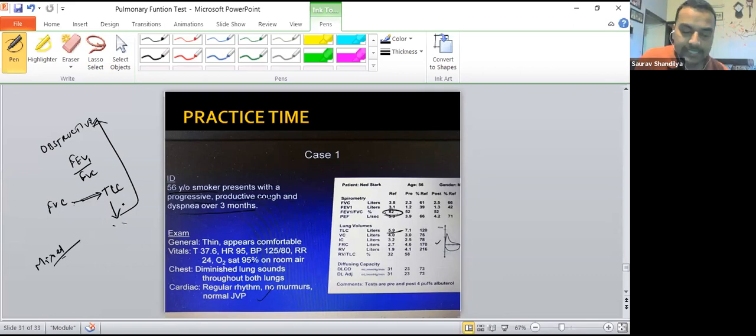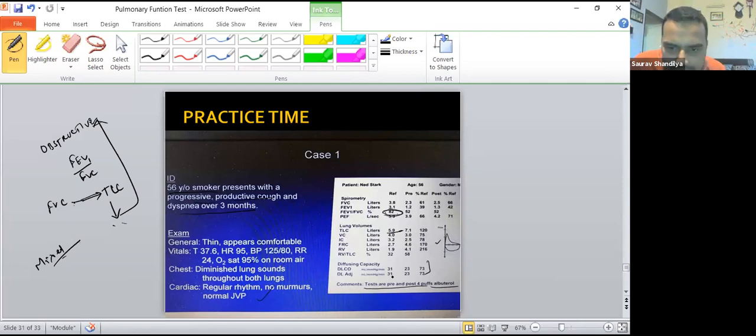Now, let us see the DLCO report, which is adjusted. Once you start practicing, it's very, very easy. So now if you see the DLCO report, which is adjusted, what is the DLCO here? Can anybody tell me how different this DLCO is? See here, DLCO adjusted, and this is both. See, this is how they write that. Tests are pre and post 4 puffs albuterol. That means salbutamol, a bronchodilator, has been given. So this is how they write it in the report.